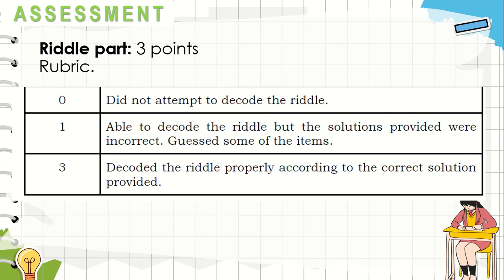For the riddle part, we have 3 points. 0 means did not attempt to decode the riddle. 1, able to decode the riddle, but the solutions provided were incorrect, guessed some of the items. 3, decoded the riddle properly according to the correct solution provided.